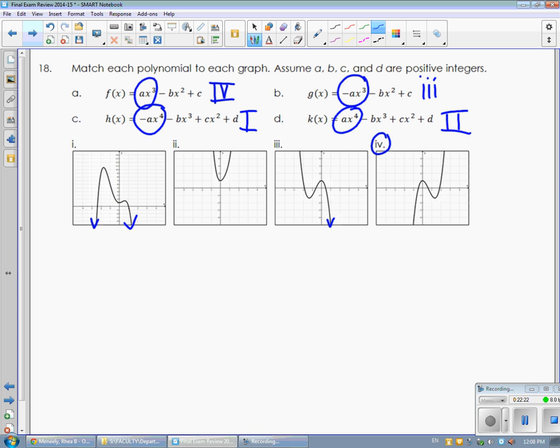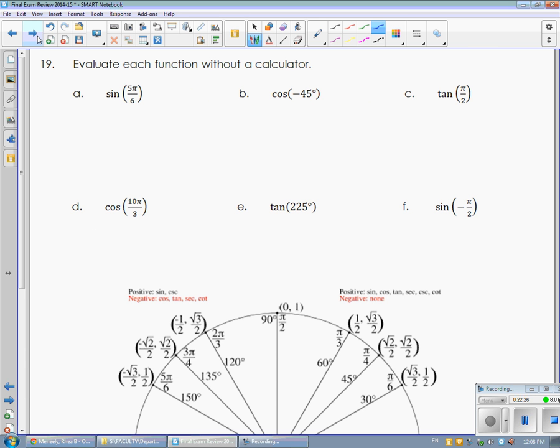All right, just a few more left. Number 19 says to evaluate each without a calculator. We will give you the unit circle, but you'll notice that some of these values are not on the unit circle, so you really do have to understand the relationship. If you have, for example, a value that's more than 2 pi or more than 360 or a number that is negative, you have to remember how to adjust it.